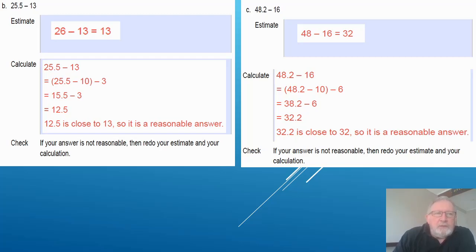All right, so in 25 and 5 tenths, we do our estimation to come up with 13. And when we actually go through our calculation, breaking up 13 into 10 and 3, we end up with an answer of 12 and 5 tenths, definitely close to 13, definitely reasonable. And in our second example that you worked on, 48 take 16, our estimate gives us 32. And as we calculate through, we get 32 and 2 tenths. It's also close to 32. Don't forget, you can always pause if you want to check your work for a little bit longer. All right, moving on.